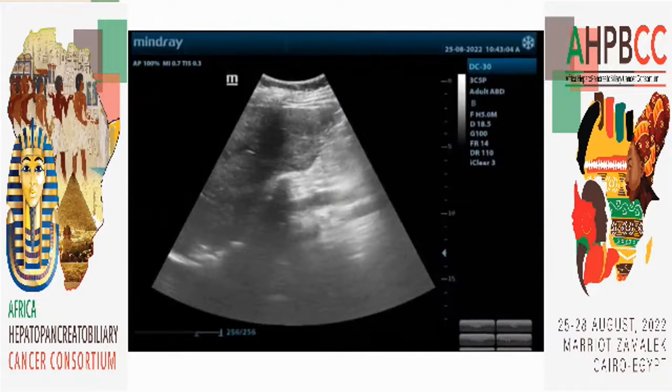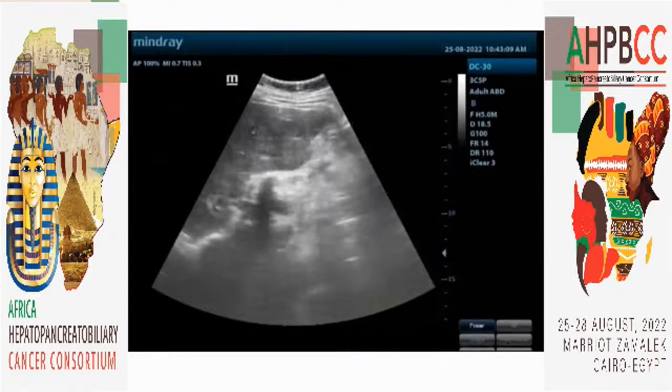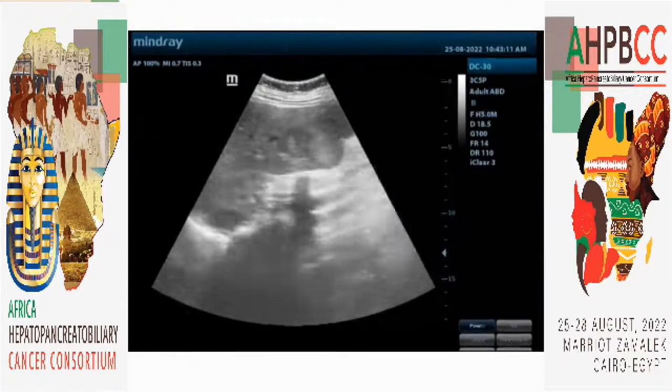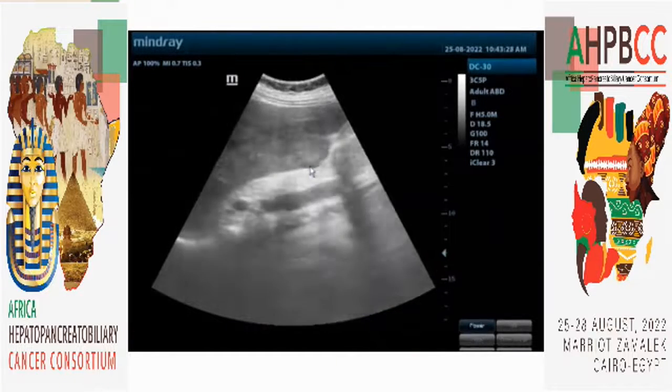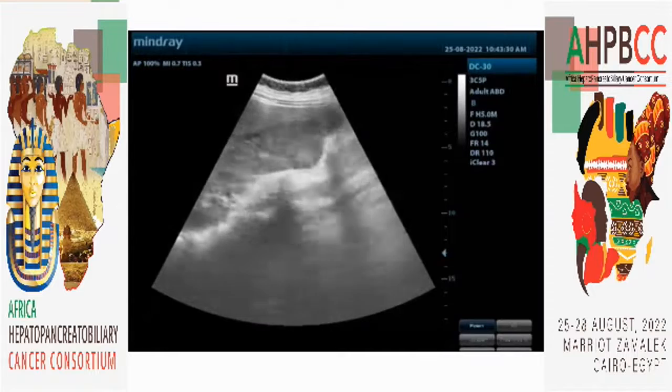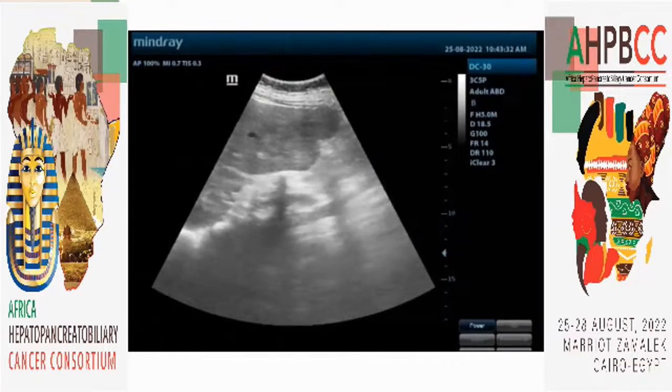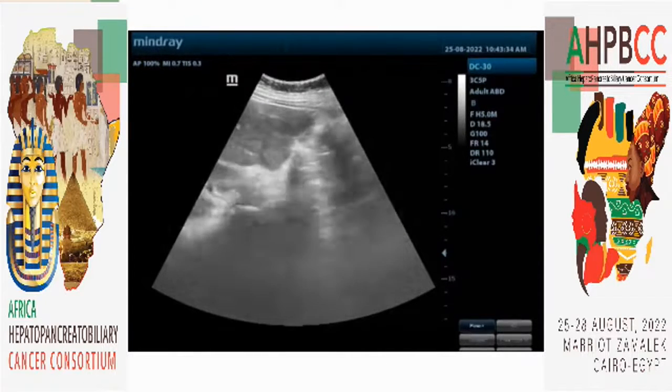The size we can freeze and measure. We can take it from the highest diameter. It measures around 4.9 by 3.8 centimeter. And what is characteristic in this lesion, you can see that it is multilobulated, close to the gallbladder.